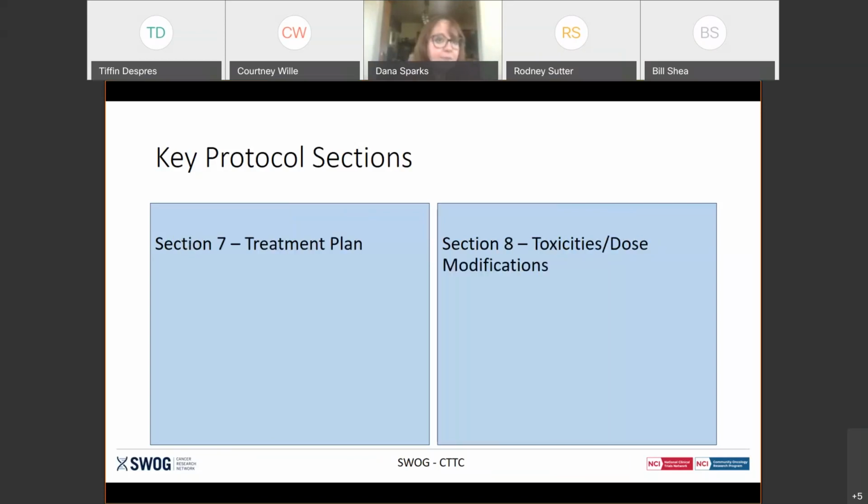Section 7 will always be the treatment plan. So this is where you'll find detailed information about how to treat the patient on a protocol, how long to treat the patient, what are the criteria for off treatment, and how long does follow-up take on this particular study. And then Section 8 will always be the dose modification section. So this alerts you to the toxicities that need to be monitored in detail for this protocol and what to do if a patient experiences side effects. Next slide.